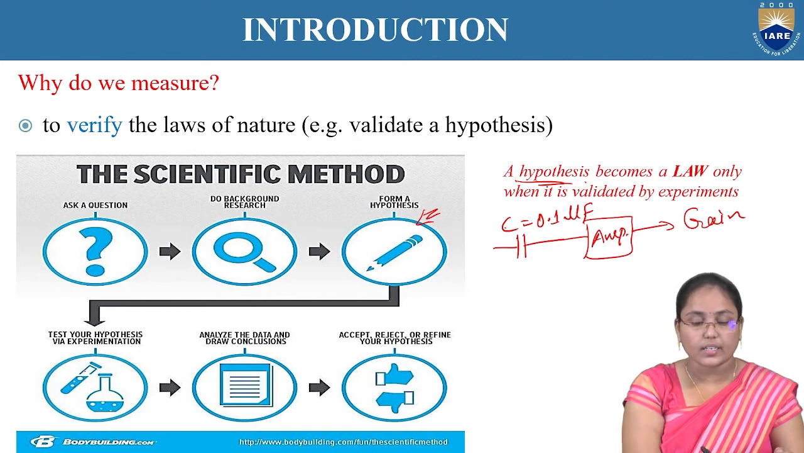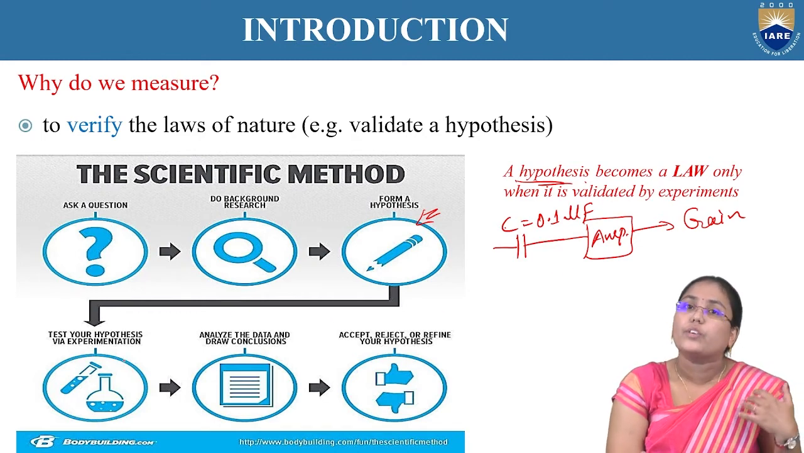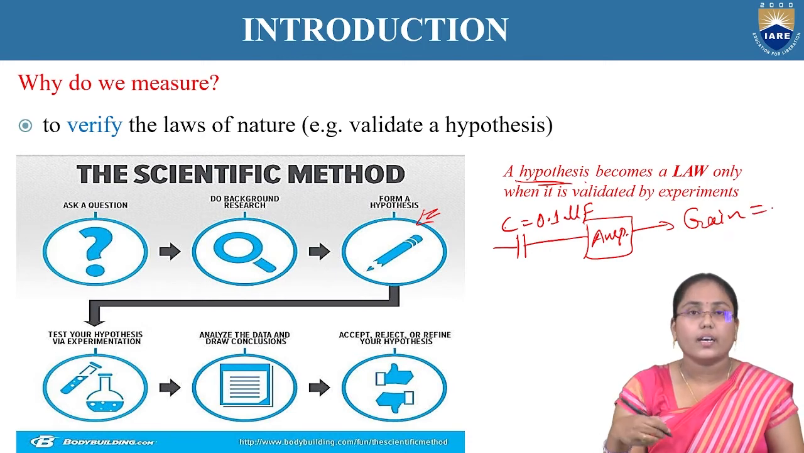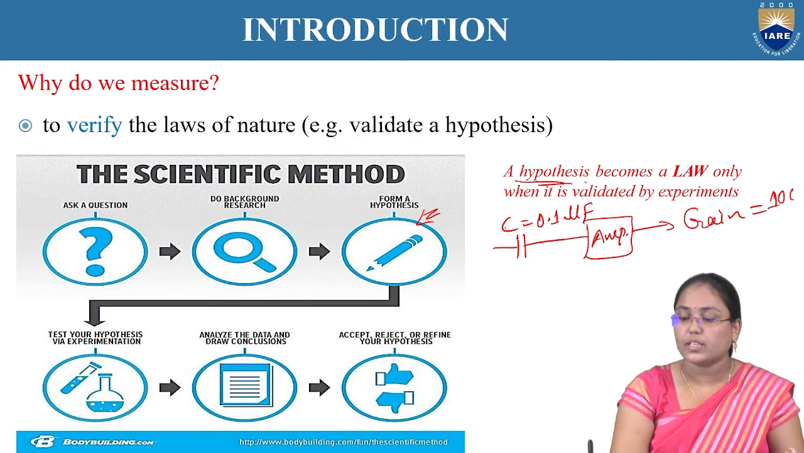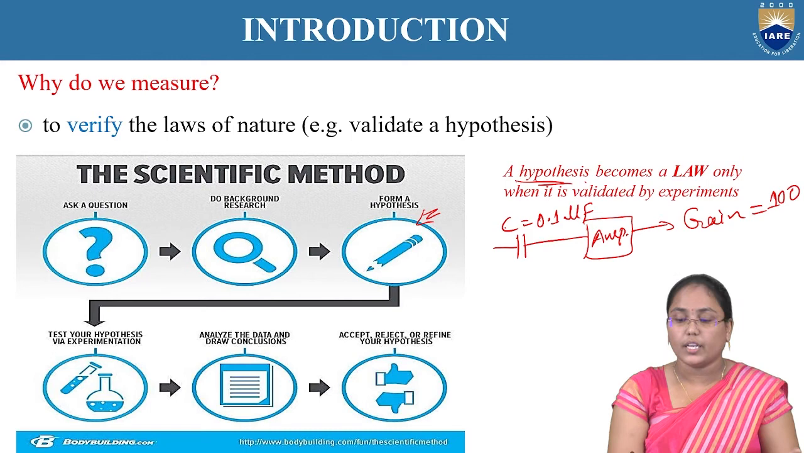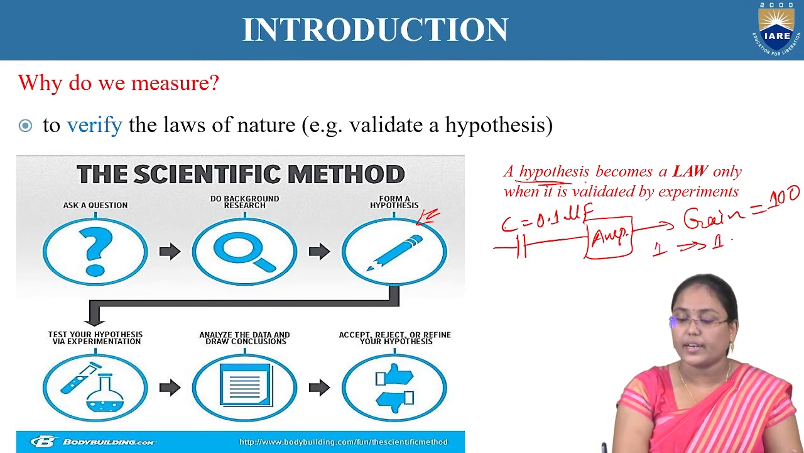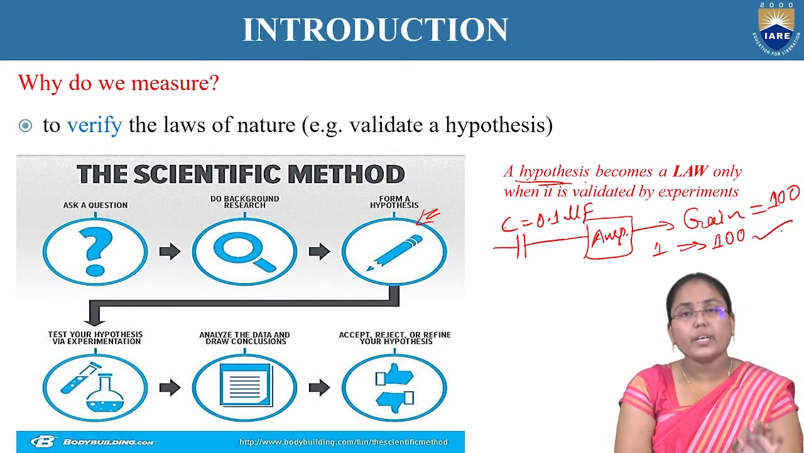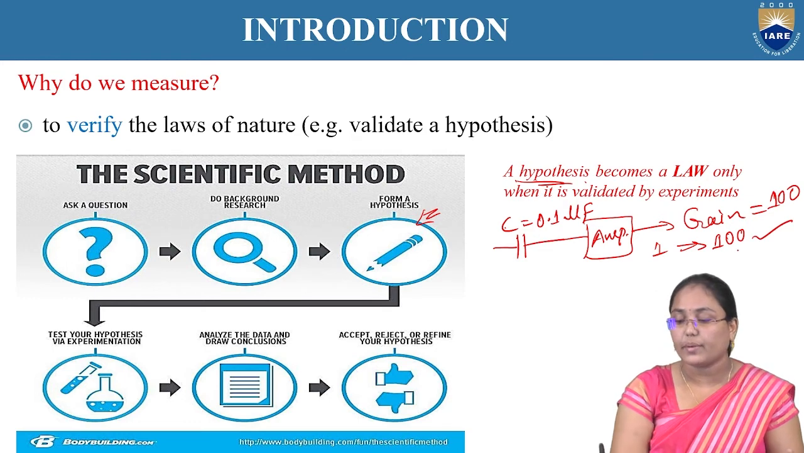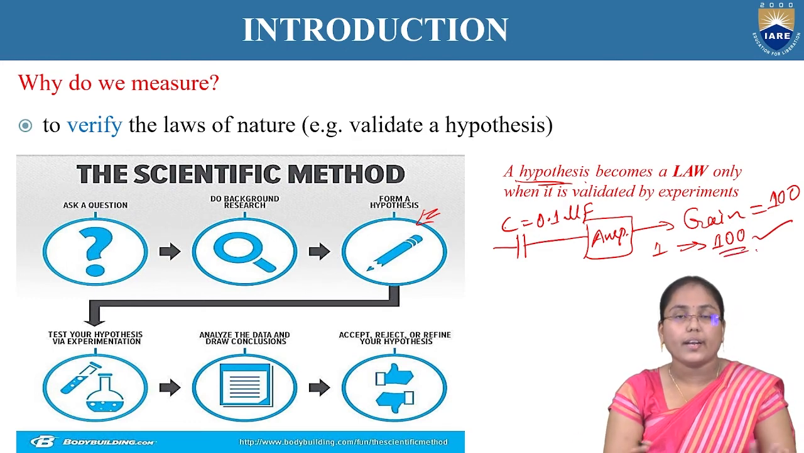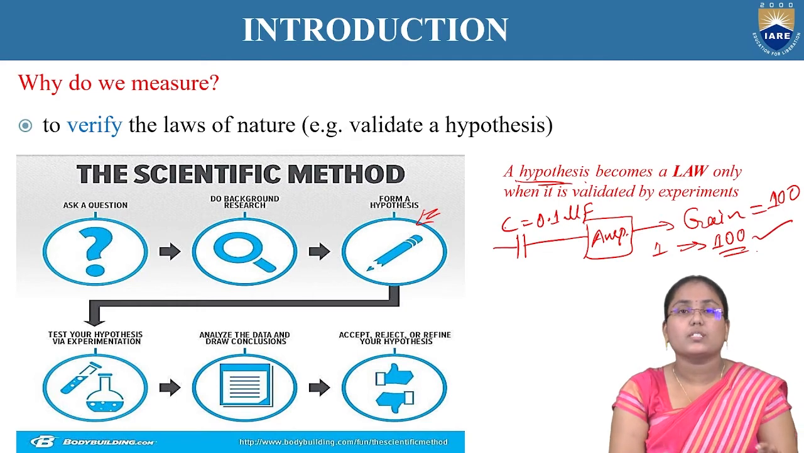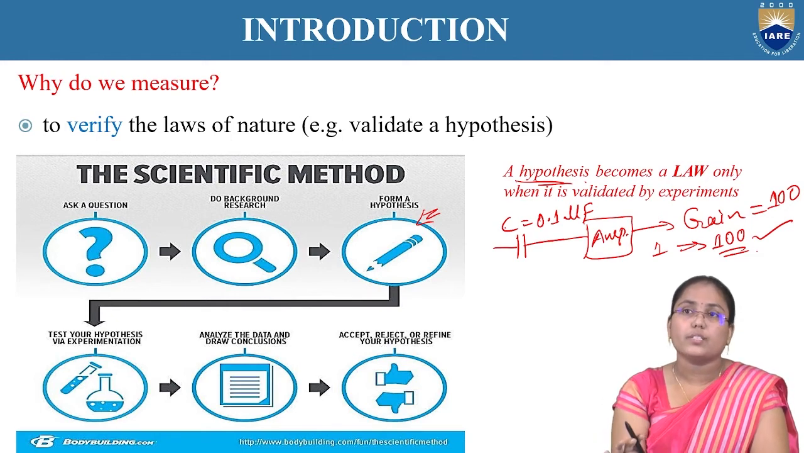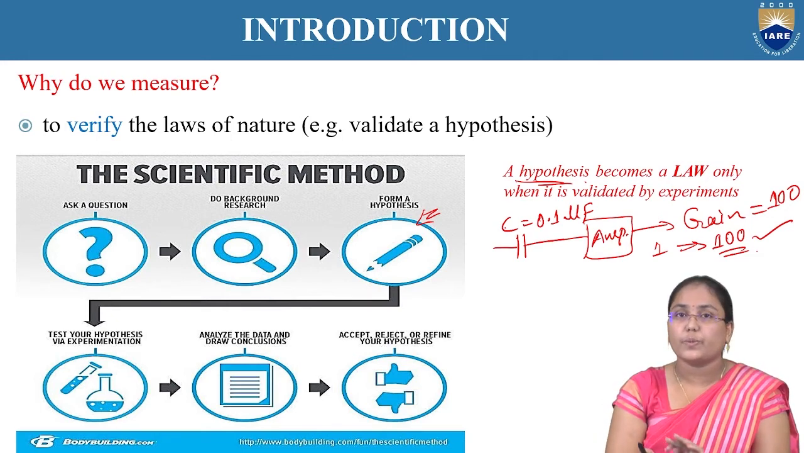Once we take it to our lab and test with different instruments, only via experimentation can I claim the gain to be, for example, 100 times. When I give an input of 1, the output will be 100. Only after doing different experiments can I make sure whether I'm getting this 100 as gain or not. Just by stating a hypothesis, it won't be any law. A hypothesis becomes a law only when it is validated by different experimentation processes.